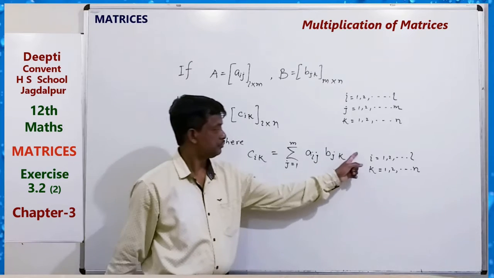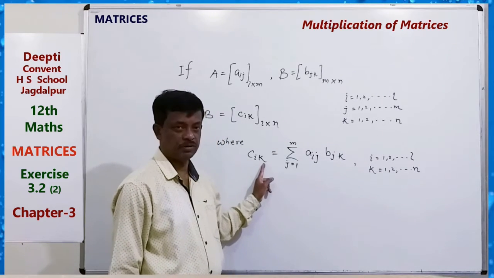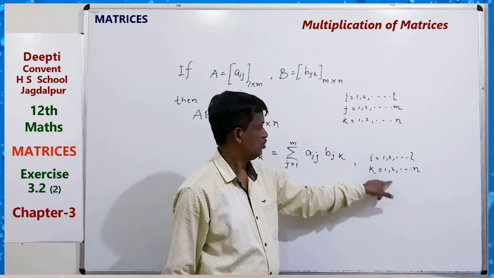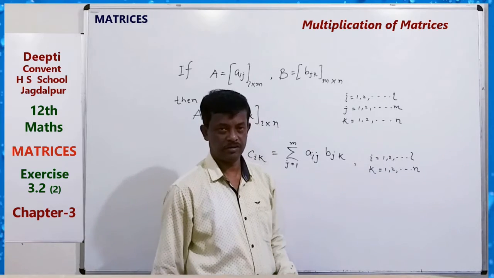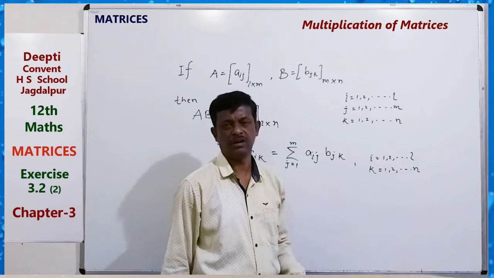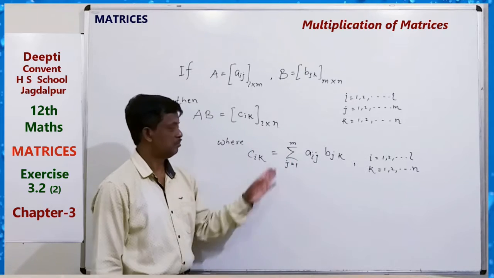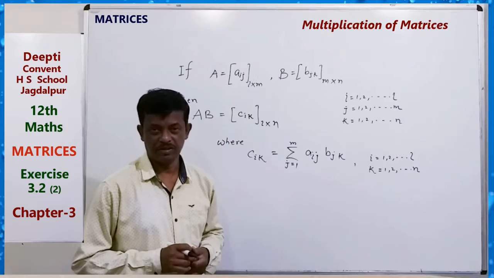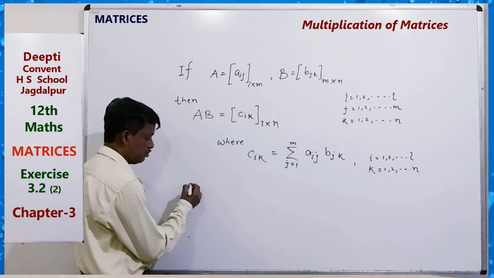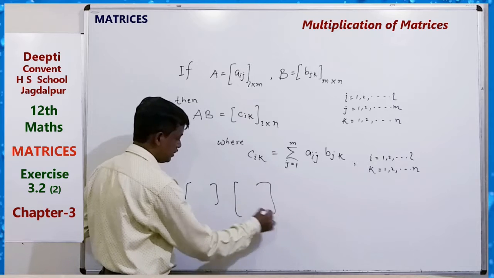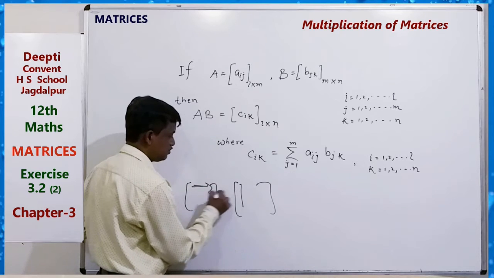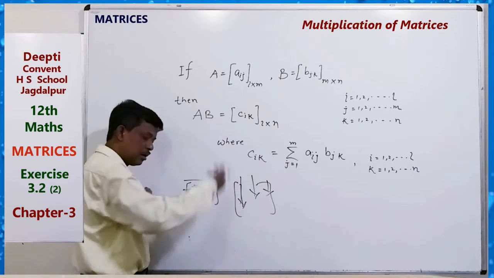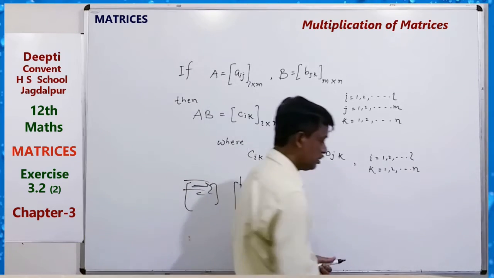For i equals 1, C 1 1, C 1 2, C 1 3, C 1 4, up to C 1 N. Similarly C 2 1, C 2 2, C 2 3 and so on. All the elements you can find by this relation. So this is the multiplication. General form it is. Okay. So just how can we multiply two matrices? This by this, and also it means row by column we can multiply. Okay.